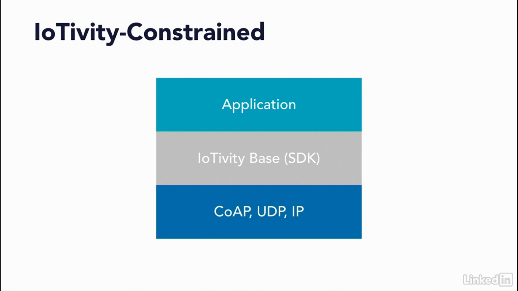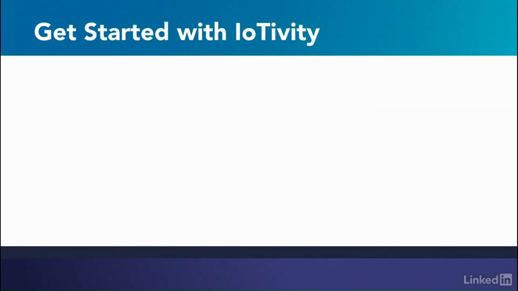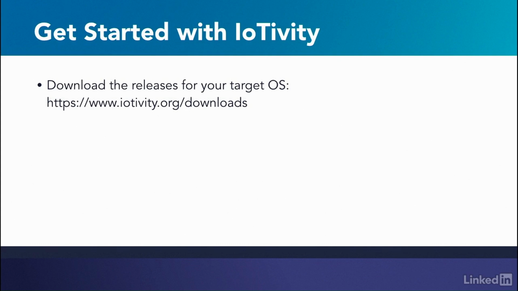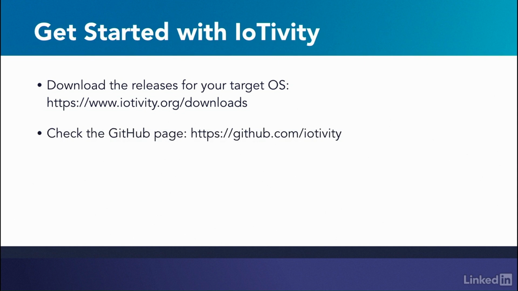Now, the IoTivity Constrained stream contains the reduced protocol stacks in order to make it small, efficient, and low power for small IoT devices. We can see that only the essential network protocols, such as CoAP, UDP, and IP, are included in this stream. To get started using the IoTivity in your OS-based application, we can download the releases for a target OS at the IoTivity website, or check its GitHub page.